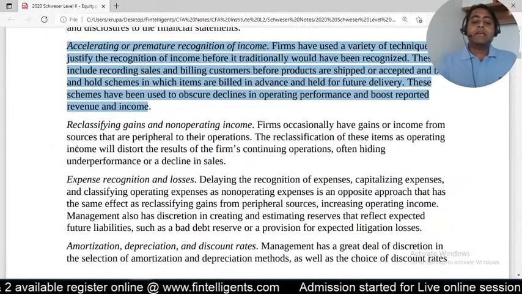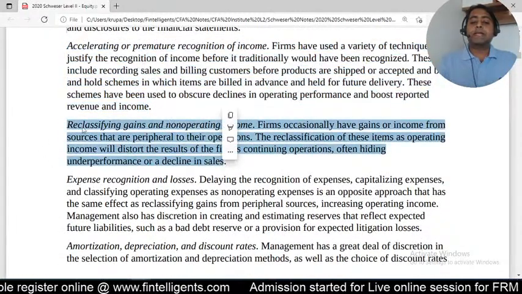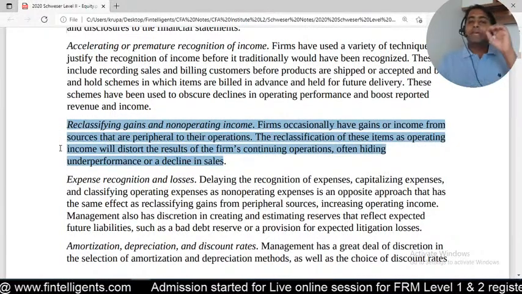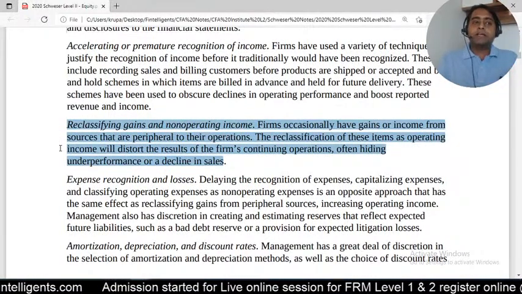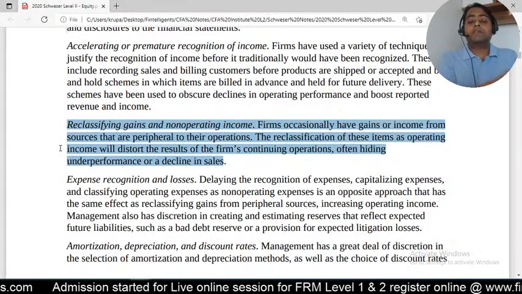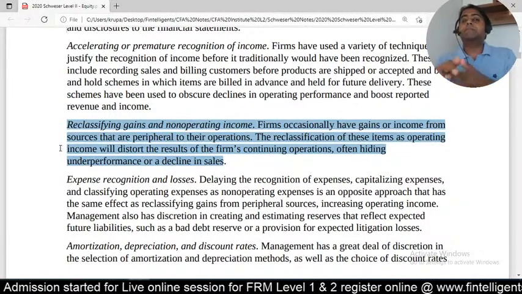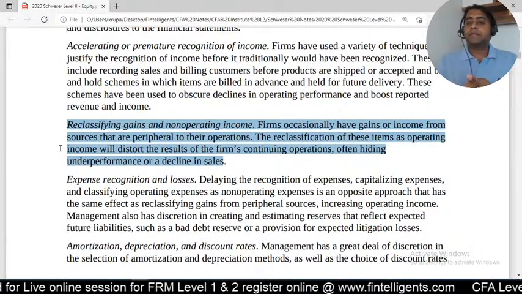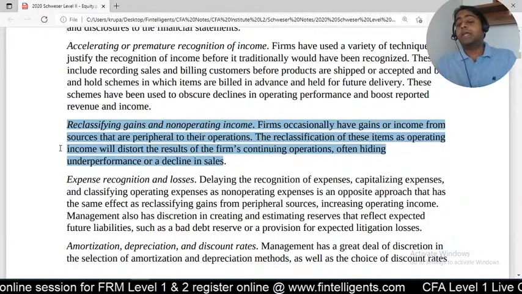Next, second: reclassifying gains as non-operating income. Now generally when you look at the financial statements, you have the operating income. In very plain, simple language, what is operating income? The income that you are getting because of the operations of the business. Non-operating income means peripheral activity. For example, if you have sold a property, that is a one-time activity. That is not operating income, which is why we call it non-operating income.